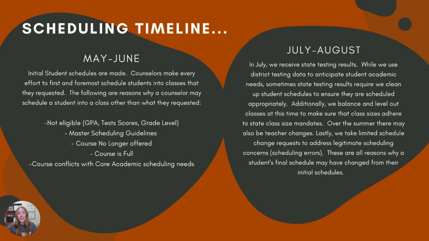And then finally, the course could conflict with core academic scheduling needs. So first and foremost, we're scheduling your core academics. And so when a counselor creates a schedule, those are the first classes that we plug in. Once those classes are in place and we make sure nothing is conflicting and everything fits on the schedule, wherever the holes are is where your electives go.